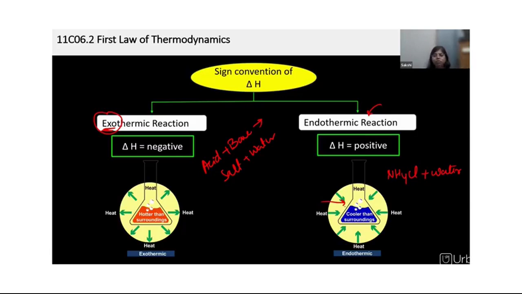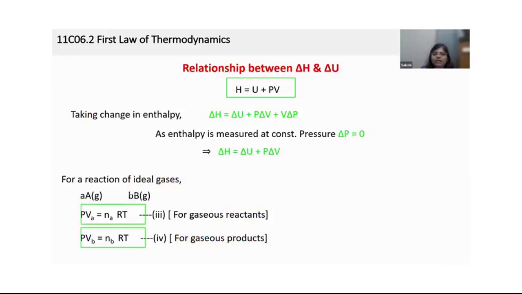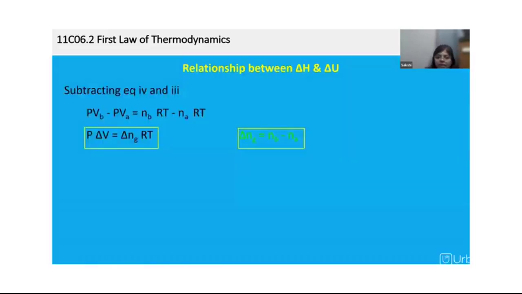This is called an endothermic reaction, right? In an endothermic reaction, delta H is positive, because energy is being supplied to you, right? That is, delta H is positive in the case of endothermic reactions. Okay, now let us study the relationship between delta H and delta U.